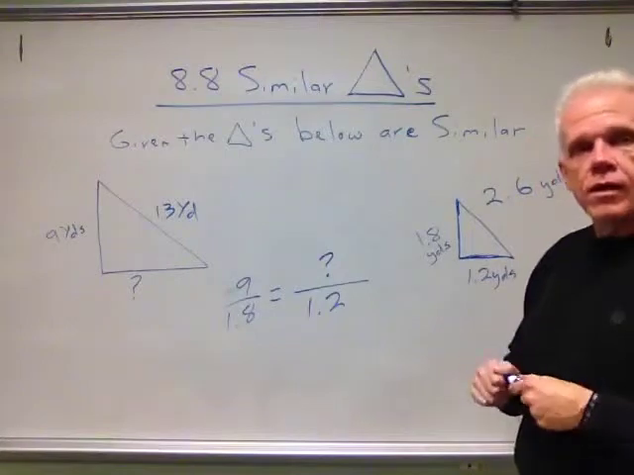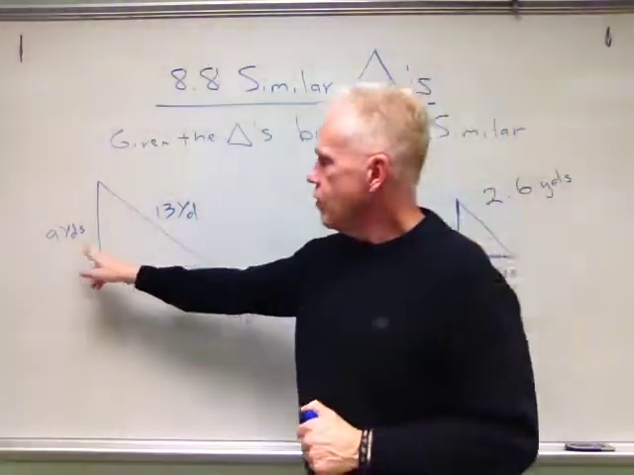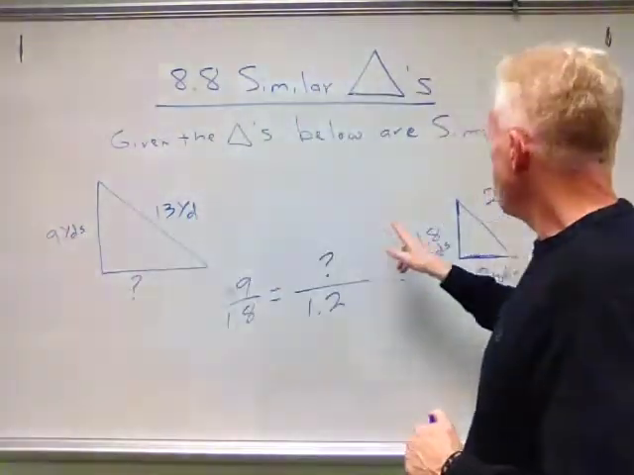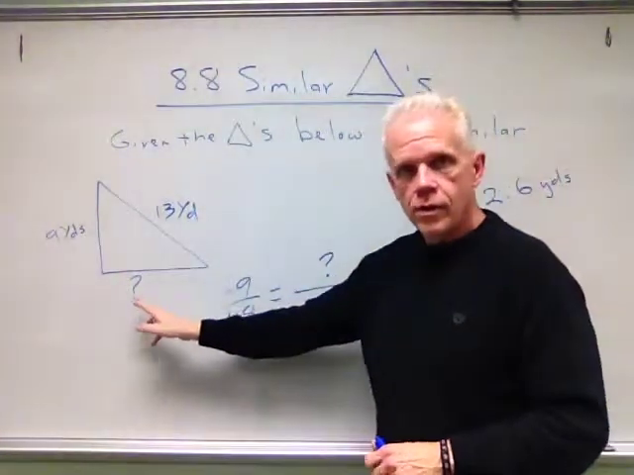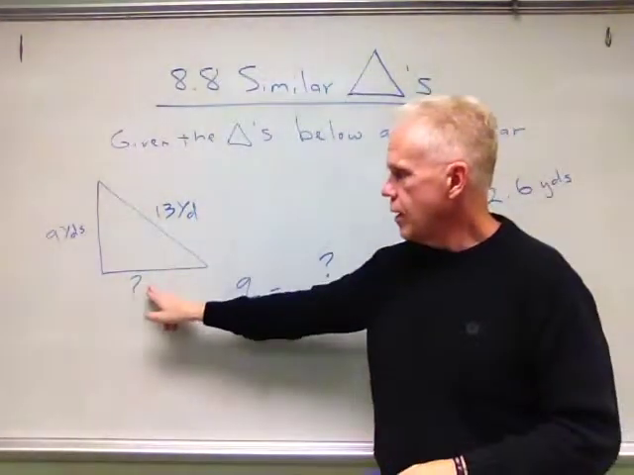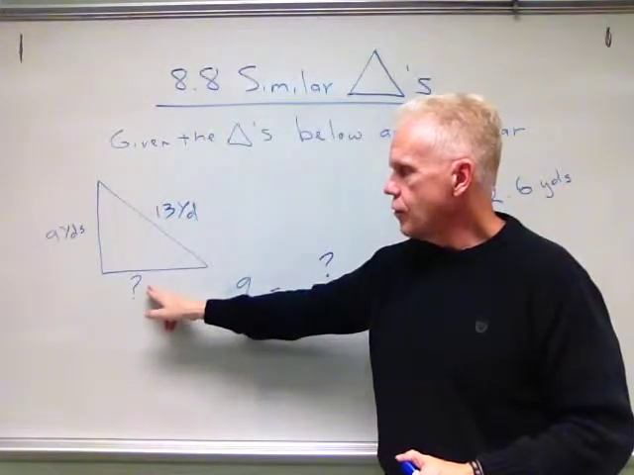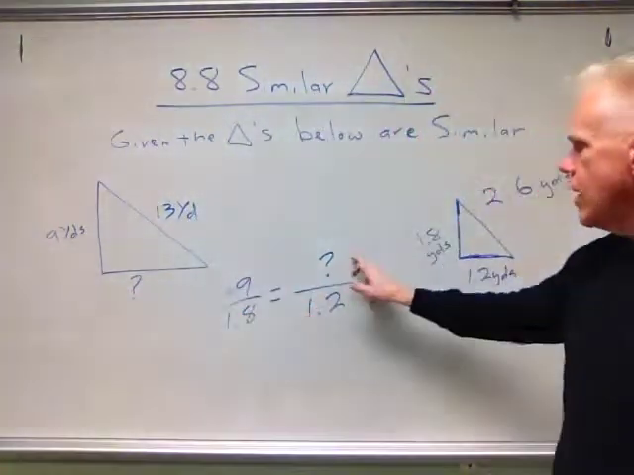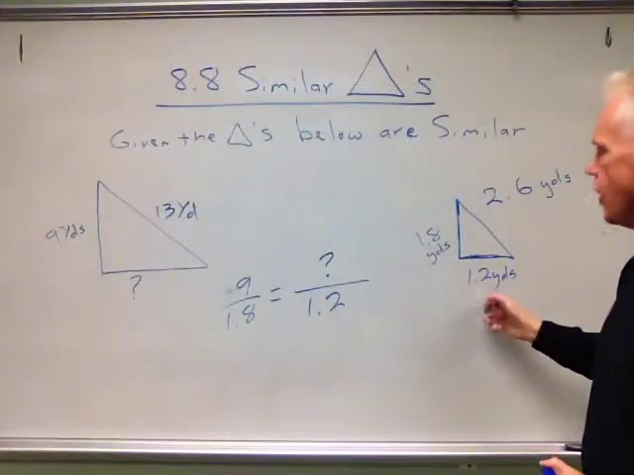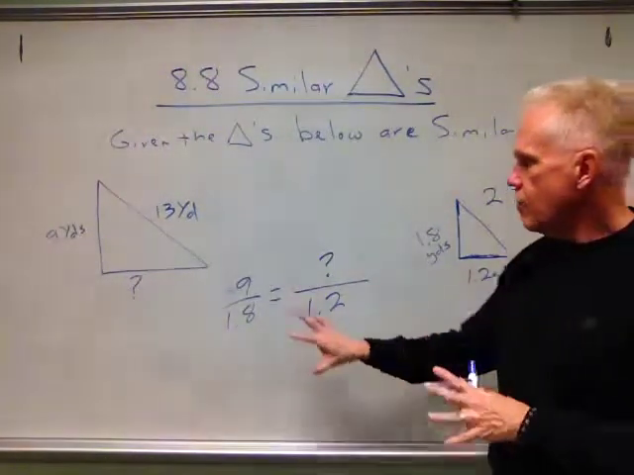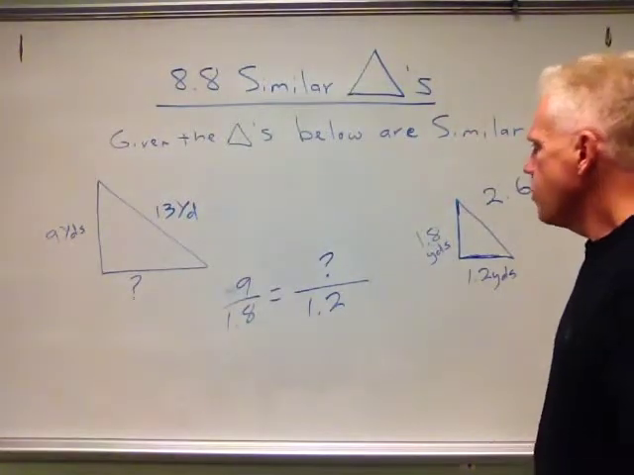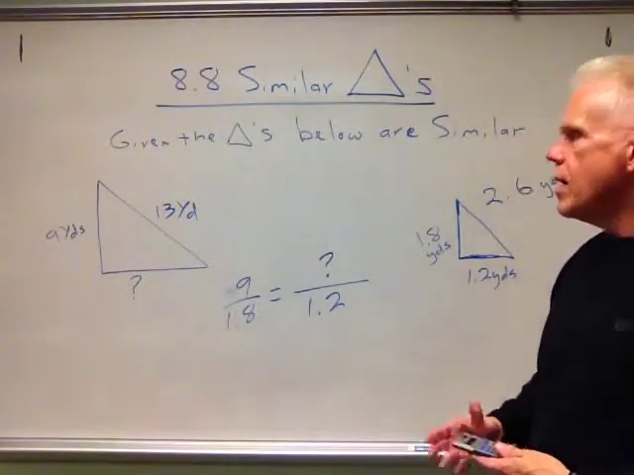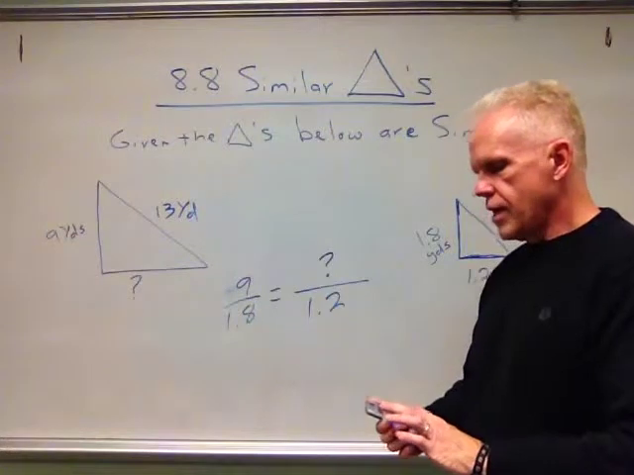So notice the pattern that we set up. We set up the larger corresponding side over the smaller corresponding side, and then on the other side of the proportion, we set up the larger triangle's corresponding bottom on top to the smaller triangle's corresponding bottom. If we get our proportions set correctly, it's very simple to find the length of the missing side, of course.